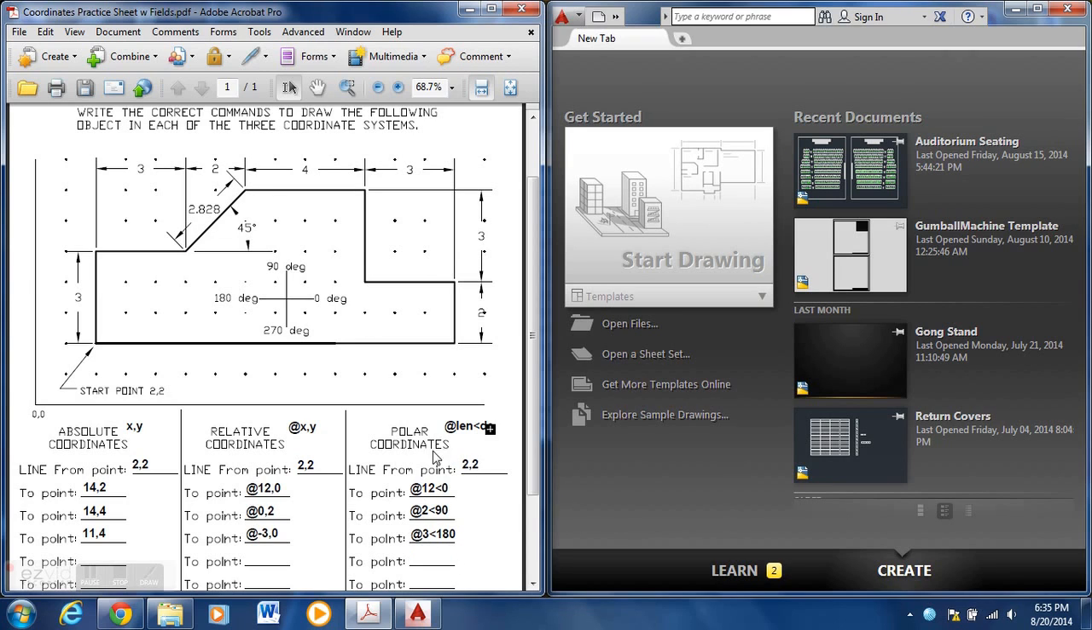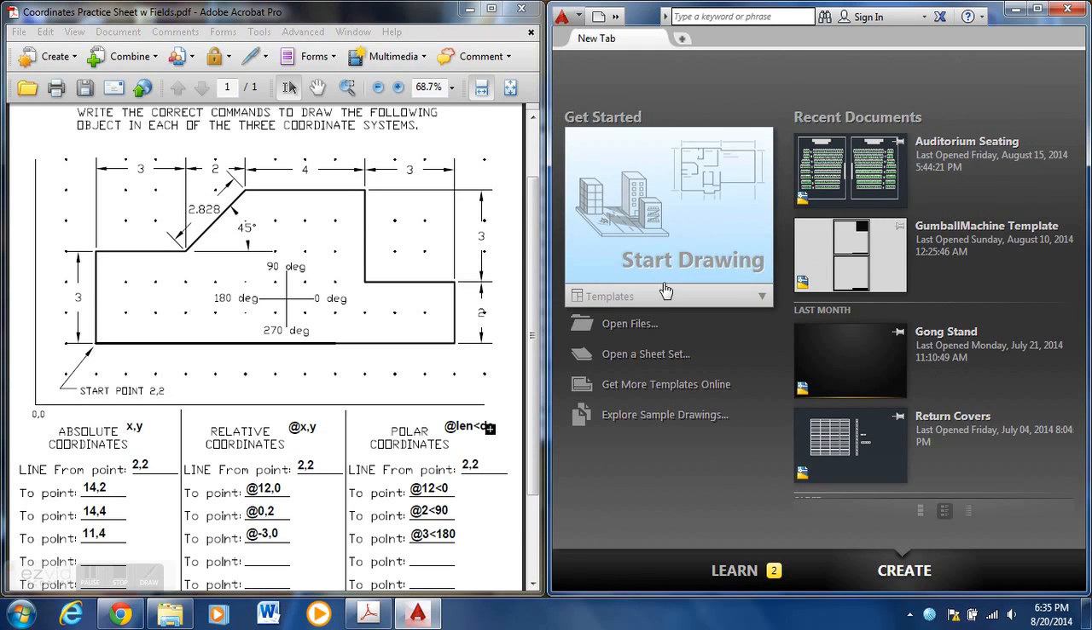Polar coordinates, you need to know the length of that line, because hey, here's a little math. The hypotenuse of a triangle is longer than the 2 sides. So you need to know at 45 to 180, figure out that angle, and there's your length. So let's try to draw these over here in CAD right now.